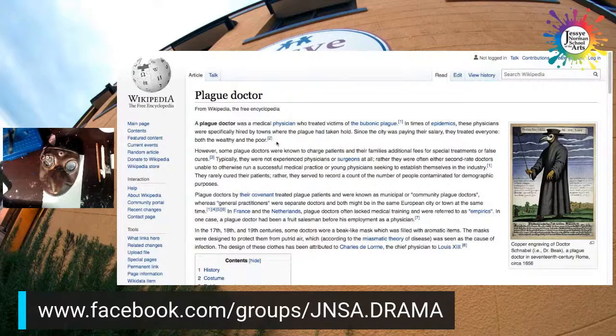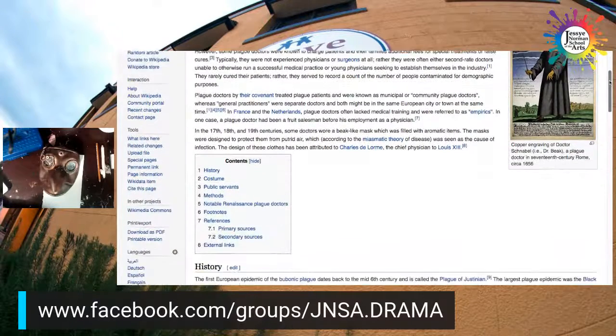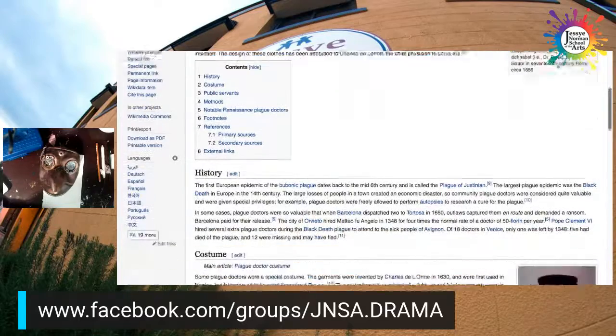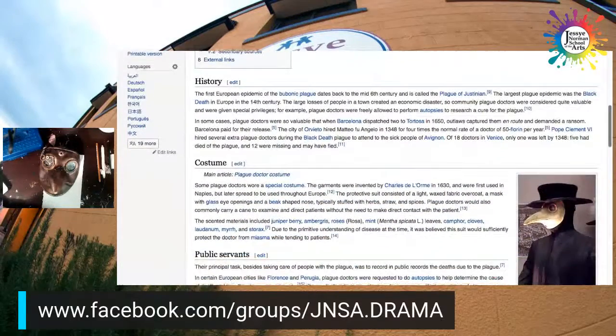A plague doctor was a medical physician who treated victims of the bubonic plague. In times of epidemics, these physicians were specially hired by towns where the plague had taken hold. Since the city was paying their salary, they treated everyone, both the wealthy and the poor. Now let me see if there's anything here.